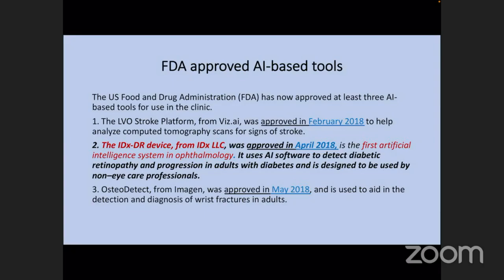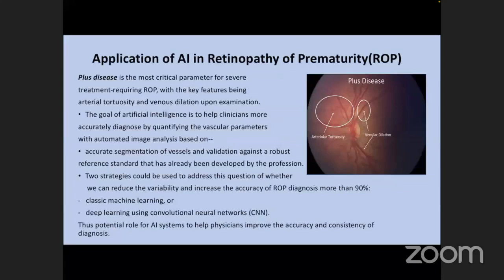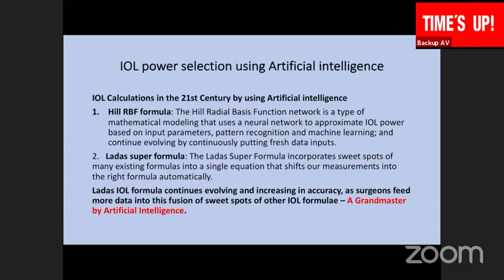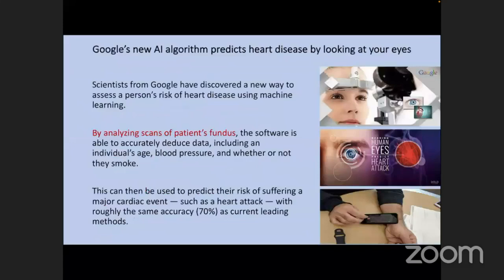Okay, so I'll just wrap it up. You can see IDX DR device is used for the detection of diabetic retinopathy, even its application in the ROP, even in ARMD. And even in the corneal topography, the analysis is done as a better means for predicting ectasia, even in IOL power selection using artificial intelligence. And even in glaucoma, and it also predicts heart disease by looking at your eyes.